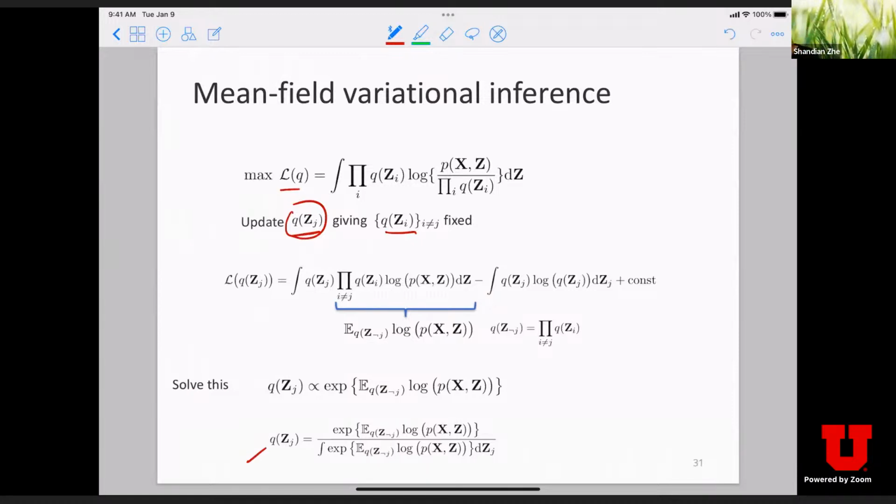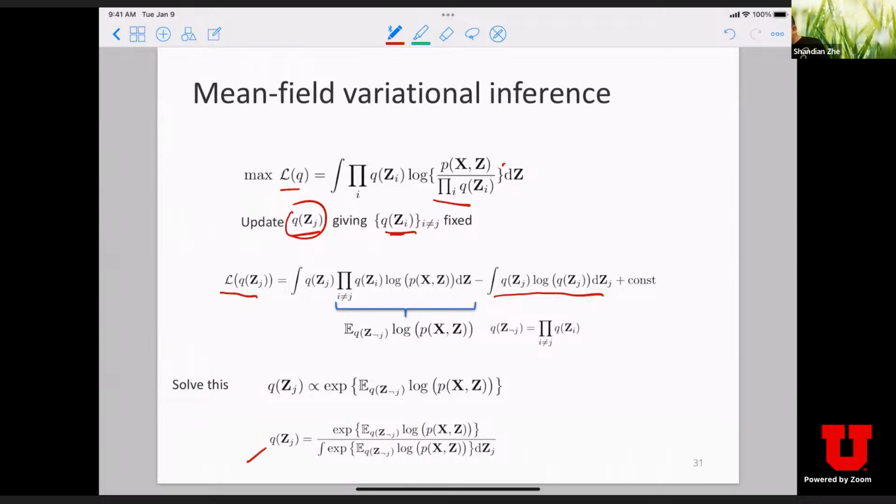So if you look at the evidence lower bound, only with respect to Q of Z_j, you find that if you decompose this log fraction, it is the log joint probability subtracted by log Q(Z_j). All the other Q(Z_i)s, where i is not equal to j, are constant with respect to Q(Z_j), so we can just throw out all the other terms. That means you just need to subtract this: the integral of Q(Z_j) log Q(Z_j).